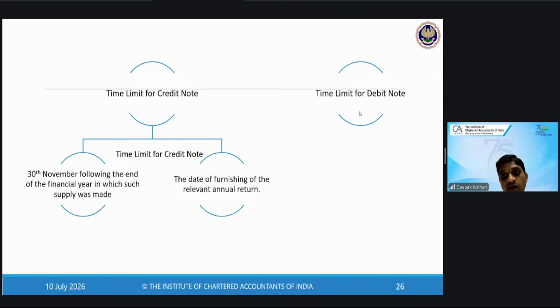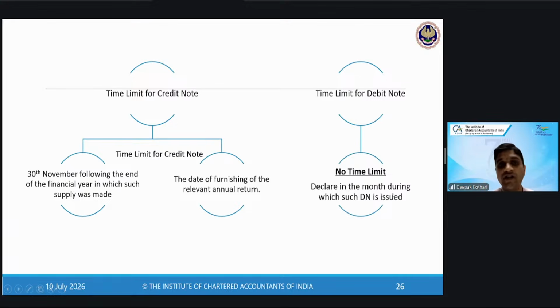Now, this debit note you can give anytime because there it's a revenue to the government. But credit note, you have to give it for the transactions of this year by the 30th November from the end of the financial year or the date of furnishing the annual return, whichever is earlier. So you have a time limit to issue a credit note. Any mistakes happen, you can rectify it by 30th November of the next year, not beyond that. But for debit note, it is an increase. You can declare it in any month during which you are issuing a debit note.